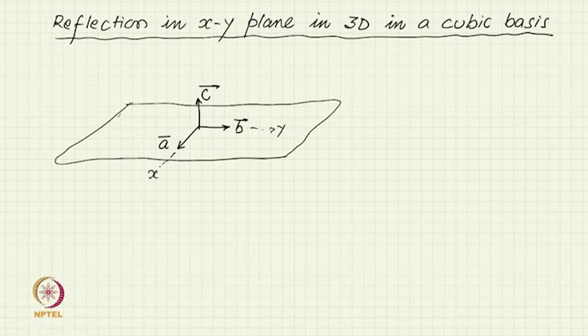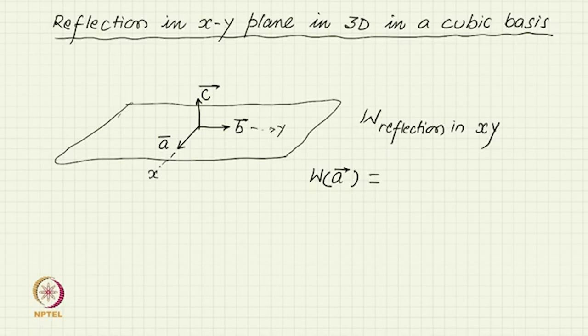So I want to write the reflection matrix, W representing reflection in xy plane. What we have to do? We have to find WA. Where will A reflect if it is reflected in the xy plane? Not change, sir. It will not change.